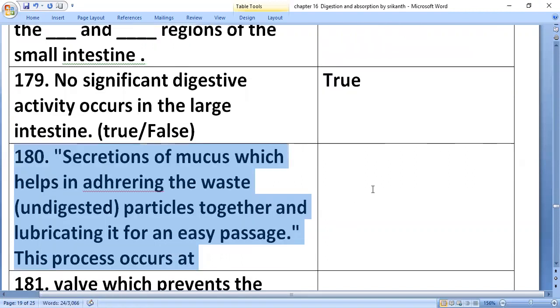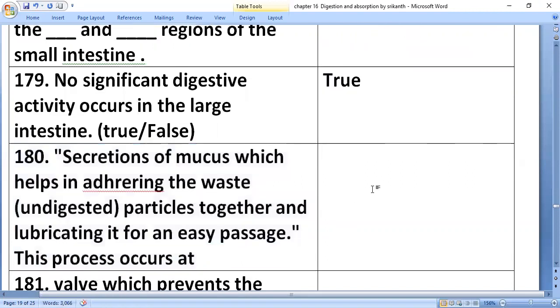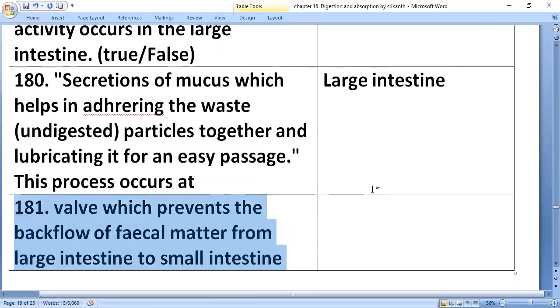True. Secretions of mucus help in adhering the waste undigested particles together and lubricating them for an easy passage. This process occurs in the large intestine. The valve which prevents the backflow of fecal matter from the large intestine to the small intestine is the ileocecal valve.